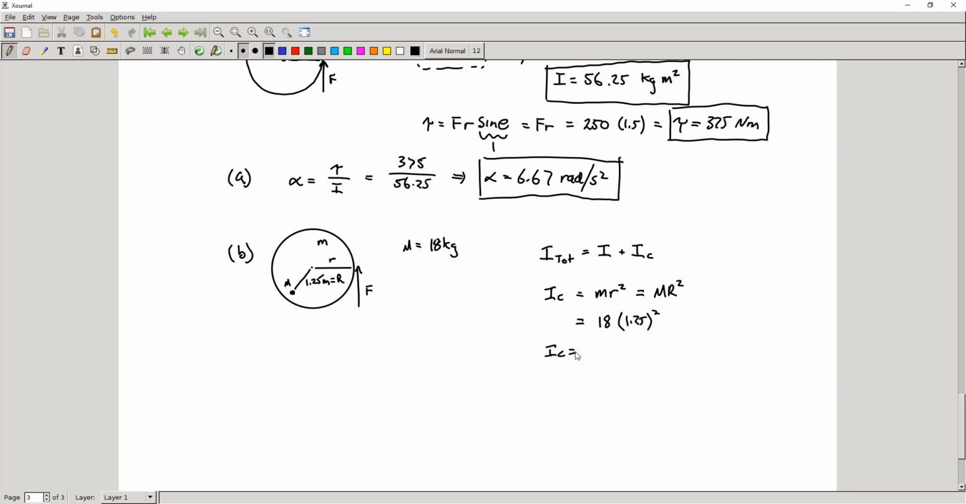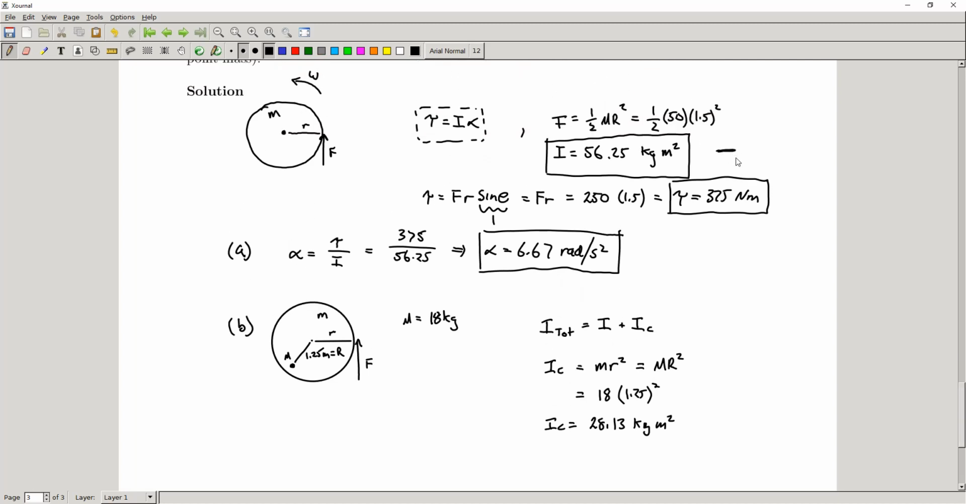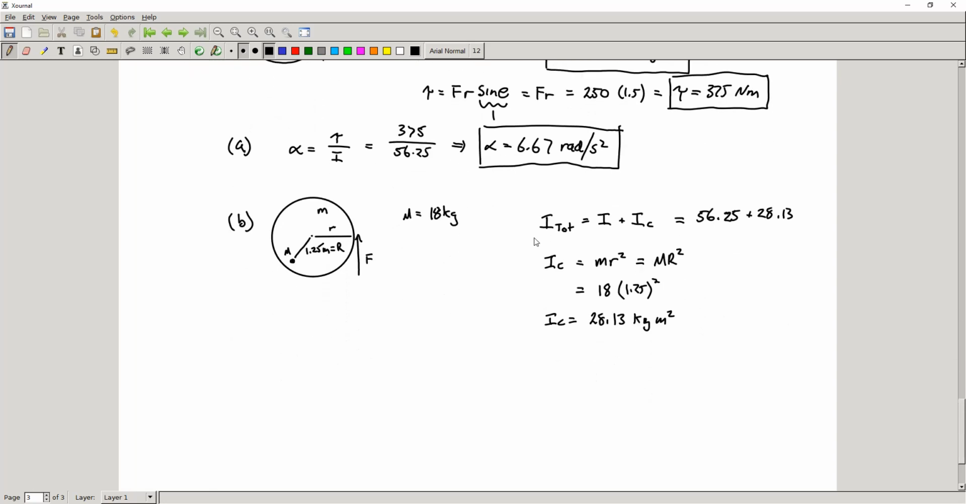I C, where do I have that? Somewhere. I C is 28.13 kilogram meter squared. Okay, and so because we have the initial I from up here in part A, we can simply now substitute in that we have 56.25 from the merry-go-round itself, plus the new 28.13 from the child, and I'm kind of making a mess of it here, but let's rewrite it down here.